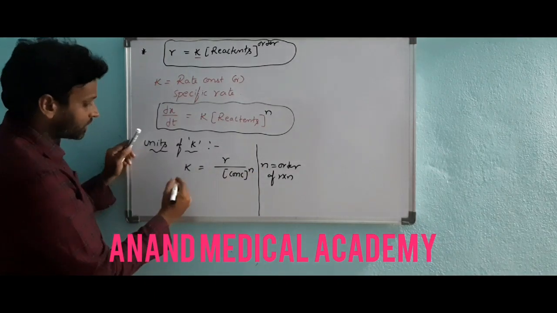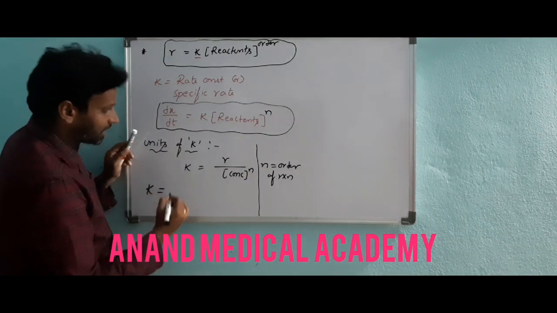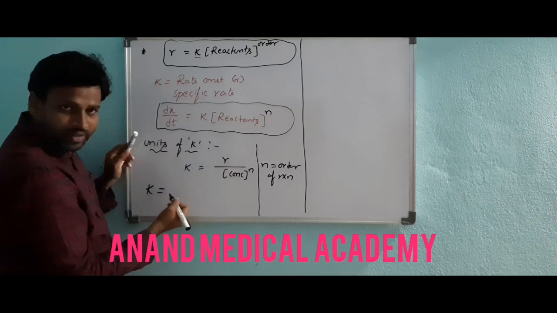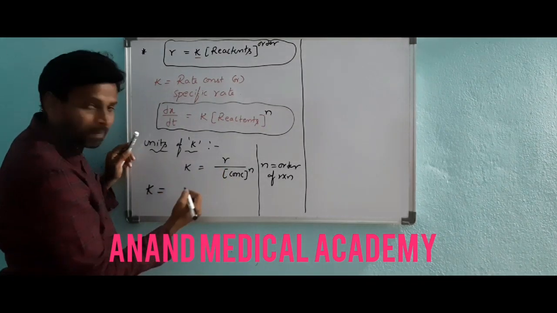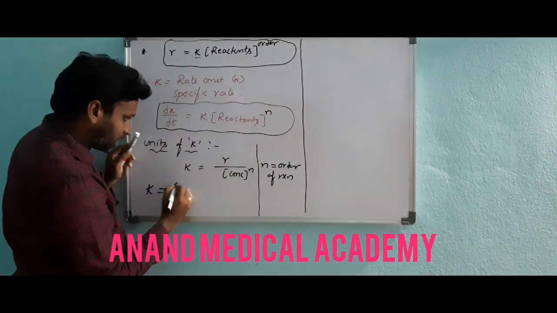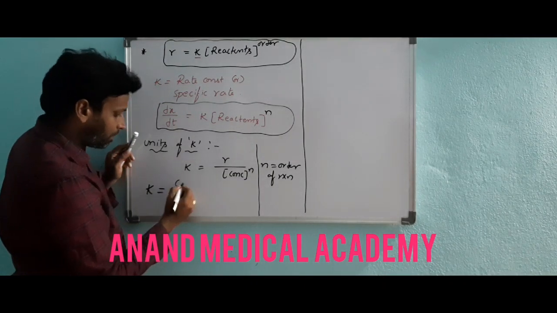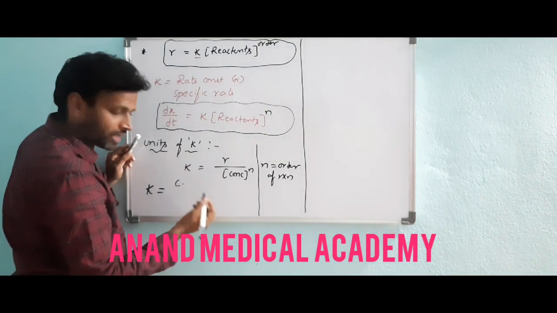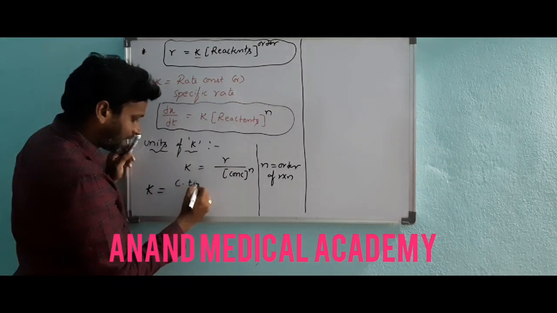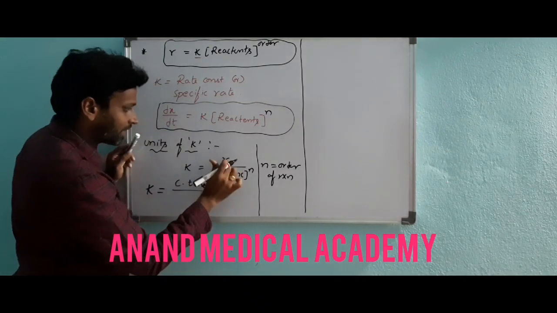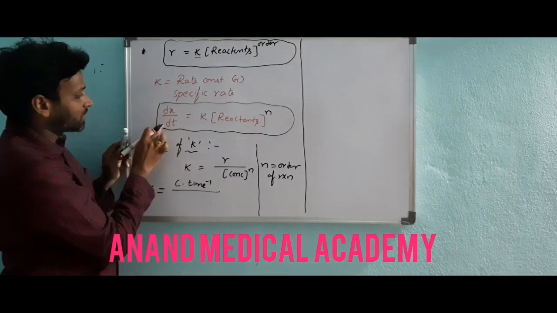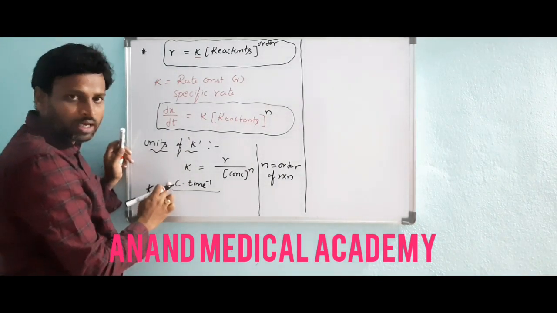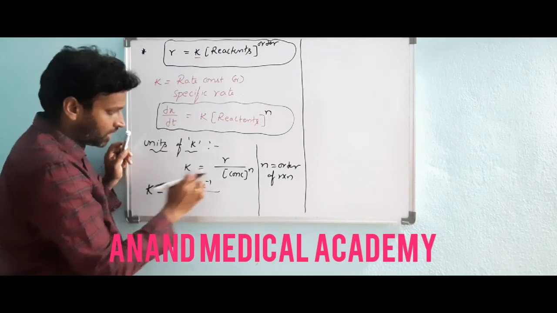Now I am writing units. So what is K now? K is equal to R units, you know already, concentration by time. Time you can write as second inverse or minute inverse or hour inverse. Simply I can write time inverse, because rate of reaction is change in concentration by time. So concentration I am taking as C. Actually, in terms of molarity, mole per liter, we will take concentration, right?